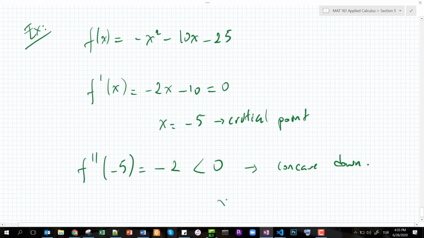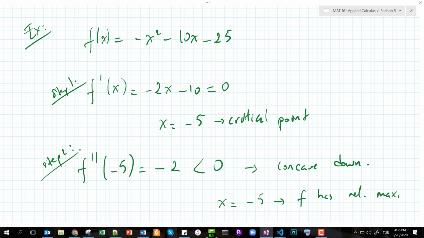That means at x equal to negative 5, f has a relative extremum, the relative maximum point, guys. That is how I'm going to determine if I have the relative maximum or the minimum. As you see, it is so easy, easier than the first derivative test. So step 1, check what your critical point is. Step 2, check if your second derivative is positive or negative. Based on that information, you can decide if you have the relative maximum or the minimum points.